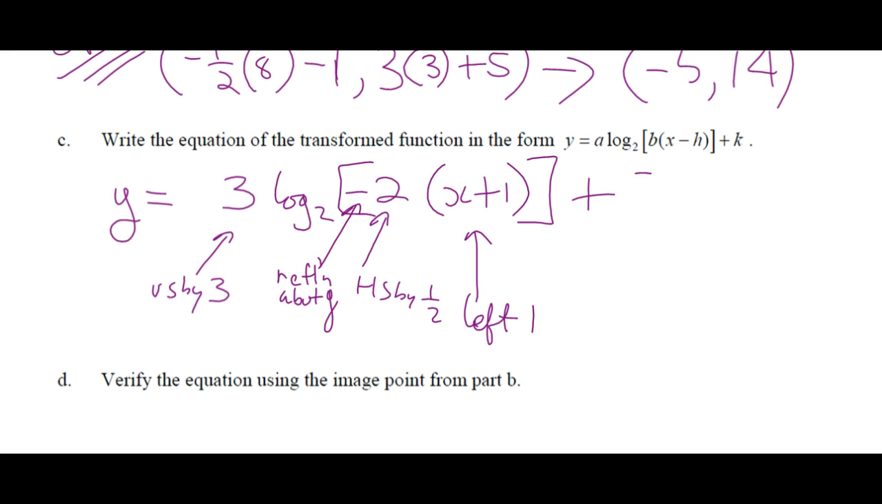And we're doing 5. Okay? So the number in front is my vertical stretch, and if there's a reflection in the x-axis, which there isn't. Horizontal stretch, so horizontal stretch by 1/2, and there's a reflection. Left 1 for the x plus 1 in brackets, and up 5, plus 5 on the end. Okay?